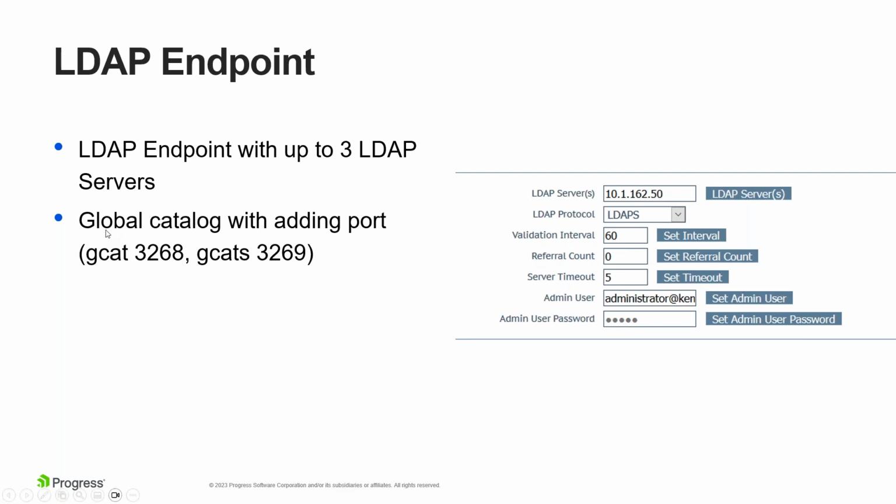Now, you can also use the global catalog if you add a colon and the port of the catalog behind it as well, then the catalog will be used. Of course, there's a normal unencrypted catalog, 3268, and there's a secured catalog, which is 3269. Just to be aware of that as well.